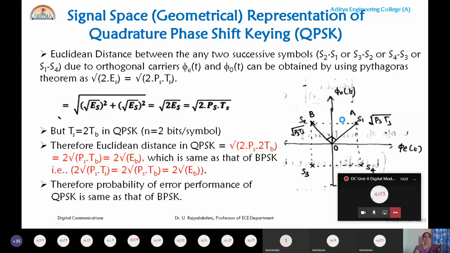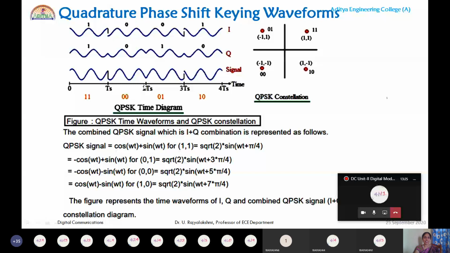Okay. Next, please observe the QPSK waveforms. I think from this onwards we should start in today's session. So please observe the constellation diagram. Here already I told you the first symbol is both positive. The x-axis is phi(t) and the y-axis is phi_o(t). So what is the magnitude of symbol S1? 1, 1. Similarly symbol S2 is -1, 1. Symbol S3 is -1, -1. And symbol S4 is 1, -1.